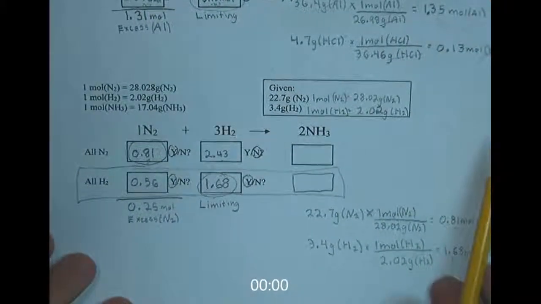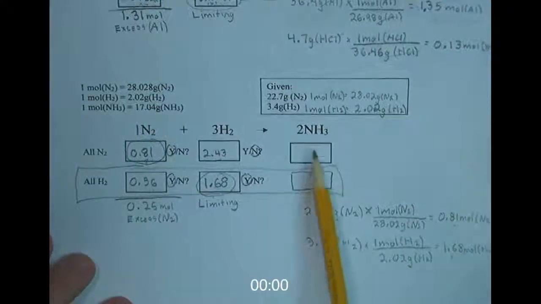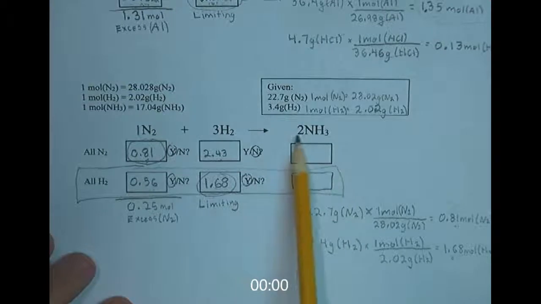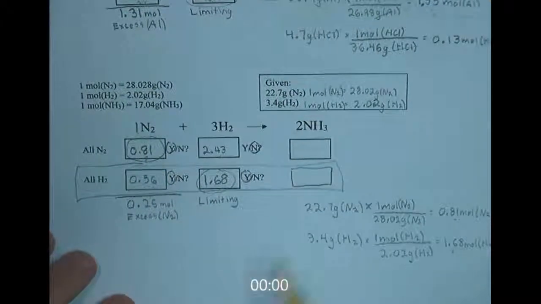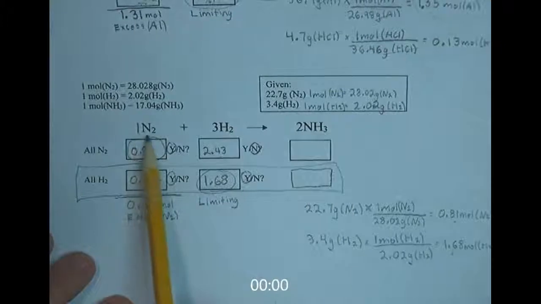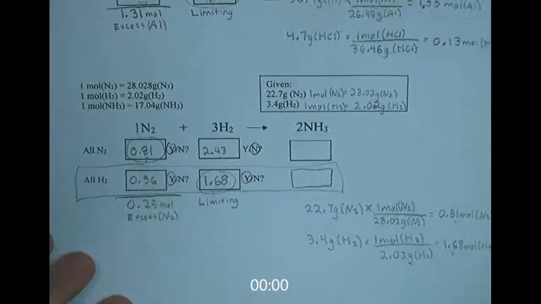Okay, so now what you do is you just simply say, how much NH3 ammonia do I have here? Well, you can use any combination of these ratios with either 2 to 3 or 2 to 1. It's much easier to use 2 to 1. I'm going to end up with twice as many moles of ammonia as I have moles of nitrogen, because that's a 2 to 1 relationship.